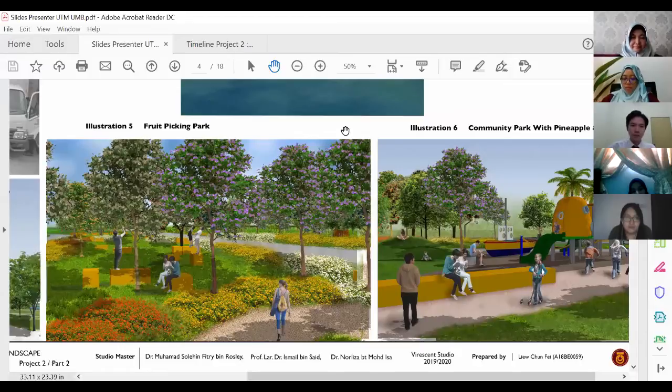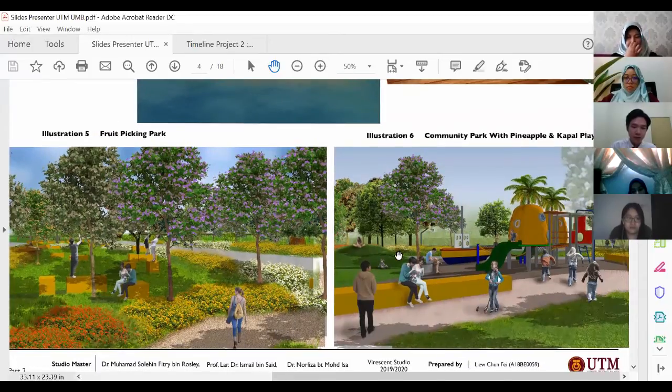So illustration 5 is showing the fruit picking park that sits right in the sensory garden, which emphasizes the sensory experience of smell and taste. I put these yellow boxes built of fiber steel, so people can step on the boxes and pick the fruit on top of the tree and taste it.